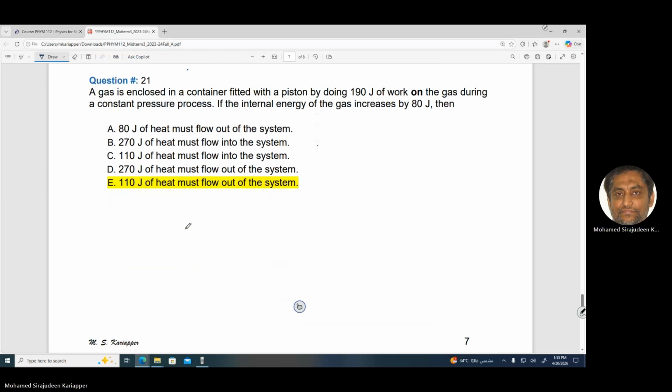Number 21. A gas enclosed in a container fitted with a piston, by doing 190 joule of work on the gas during a constant pressure process. If the internal energy of the gas increases by 80 joule, then it's also a combination of thermodynamic processes. We have to pay attention to what kind of pressure this is. Constant pressure process.